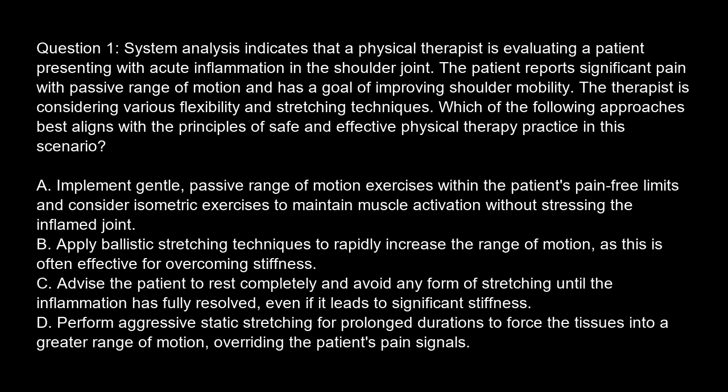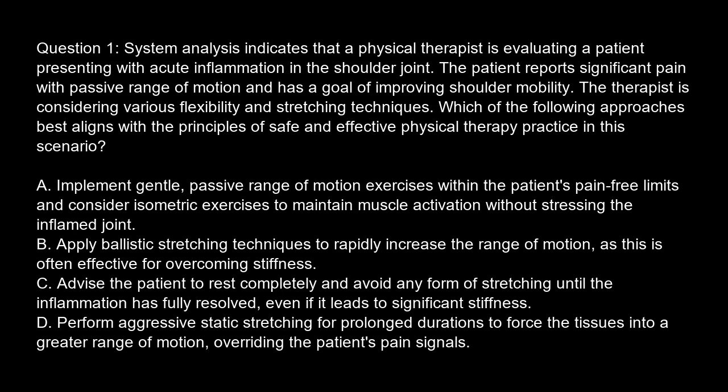Option A. Implement gentle, passive range of motion exercises within the patient's pain-free limits and consider isometric exercises to maintain muscle activation without stressing the inflamed joint. Option B. Apply ballistic stretching techniques to rapidly increase the range of motion, as this is often effective for overcoming stiffness. Option C. Advise the patient to rest completely and avoid any form of stretching until the inflammation has fully resolved, even if it leads to significant stiffness.